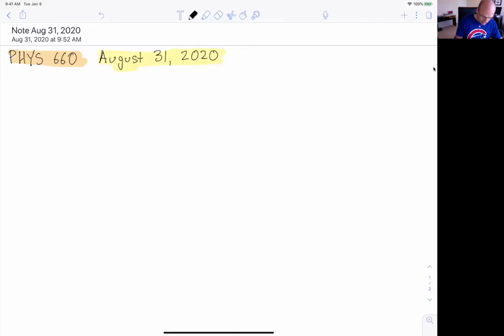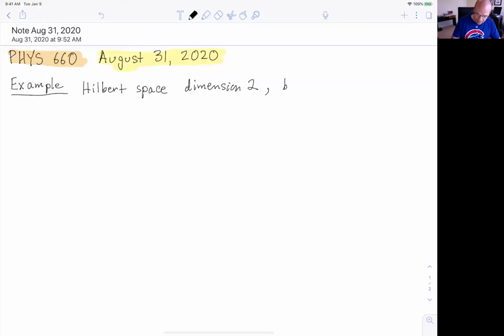Okay, so we're going to start with an example. And suppose in this example that we have a Hilbert space, and it's going to have dimension 2. The fact that it has dimension 2 means that if we write down a basis, it's guaranteed to have 2 elements. And so I'm going to call the basis A and B.